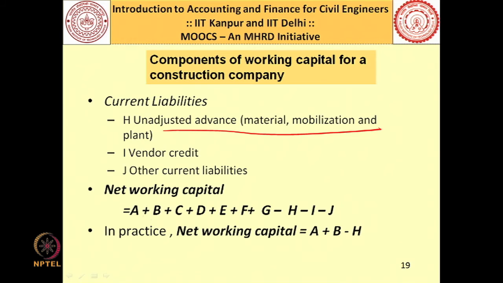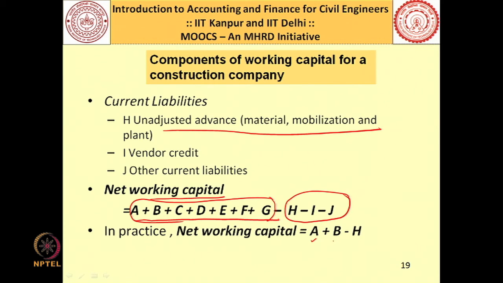So, in the case of construction firms, the net working capital is defined as the difference of current assets and current liabilities. So, A plus B plus C plus D plus E plus F plus G, up to this, is the current asset, and then H, I and J you subtract, this is your current liability, right. If you want to be accurate, this is how you have to calculate the working capital, but what happens in practice is that only the important parts are considered.